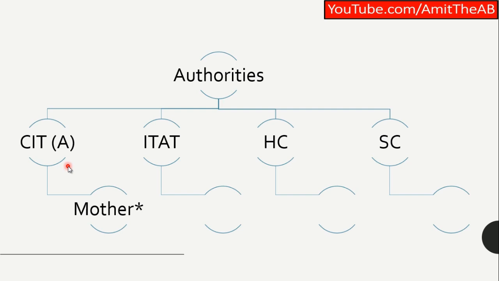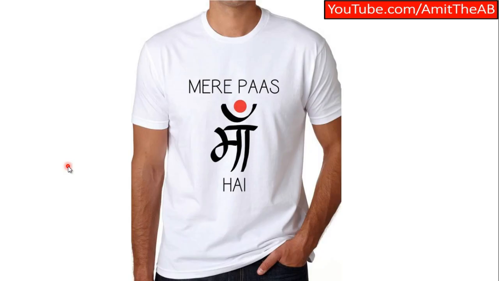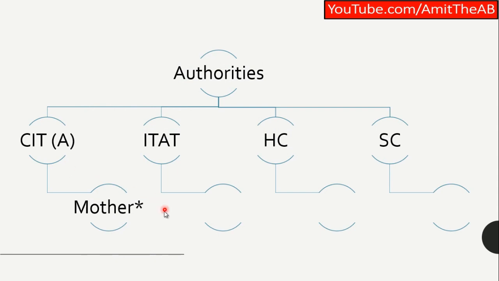Now, sometimes CIT appeals is a plaintiff or defendant and not the adjudicating authority. So we should have a separate image for each of them. What I do is I put my mother as it is. The only thing is I would imagine as if she is wearing this t-shirt. If she is wearing this t-shirt, I would think of her role in that image as CIT appeals as an adjudicating authority, and not as a plaintiff or defendant. Okay, so that's clear. That's the reason why I have an asterisk over here.